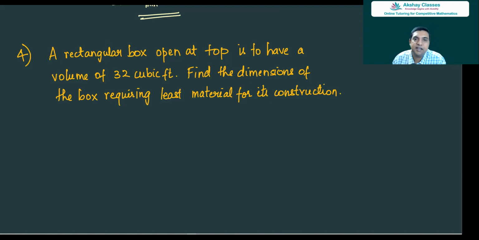So when we say least material for construction, the material is like thin sheets, either metallic sheet, whatever it is. So surface area times thickness gives the volume of the material. So material has to be least, means the surface area has to be least. So there's a box which is open at top.